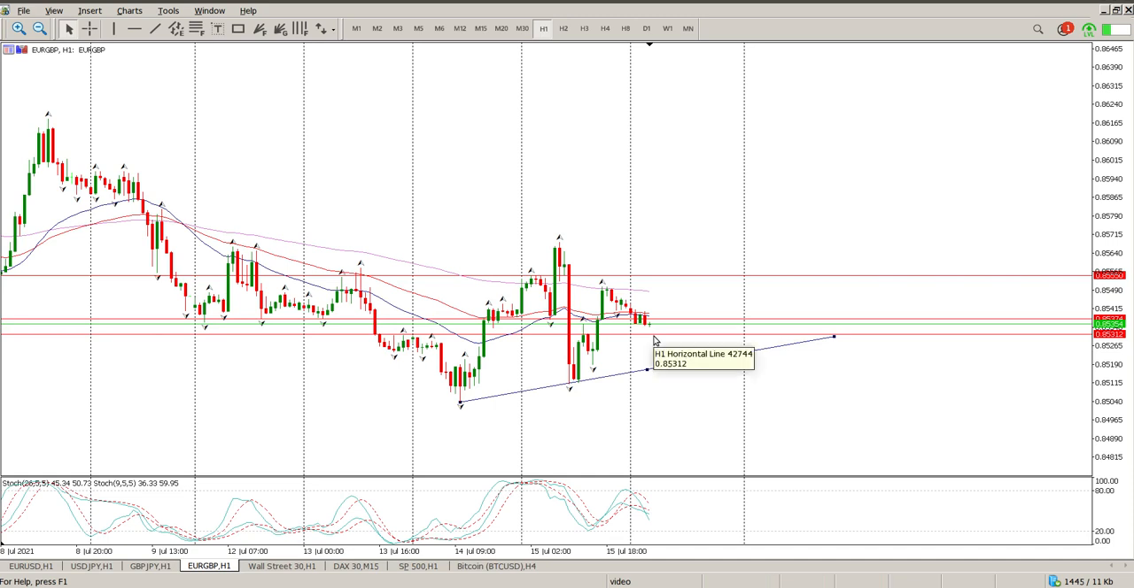Okay, so the trend is down. Firstly, that's the first thing you need to understand. The trend is down, so looking for longs here, you're picking a bottom. So you need to wait for confirmation that it has turned before you start looking for longs.